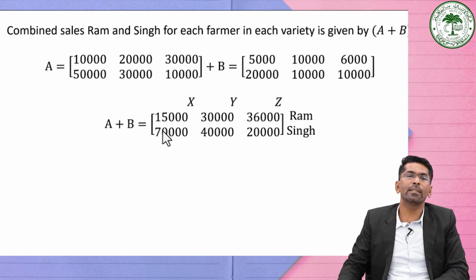This result shows the combined sale of both farmers, Ram and Singh, for the commodity rice, varieties X, Y and Z.